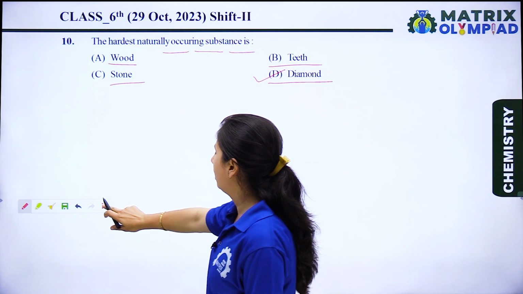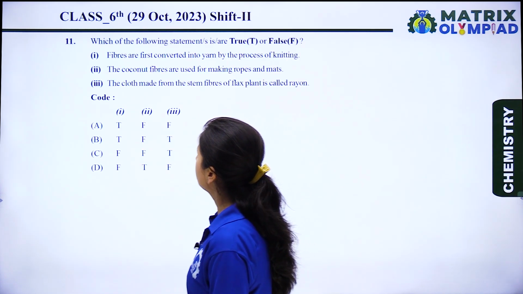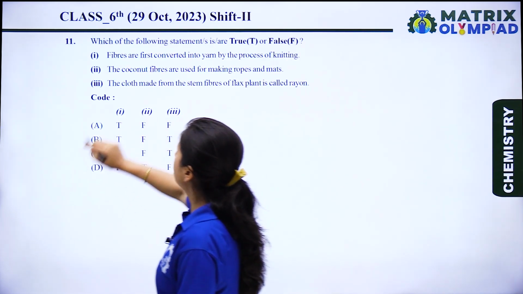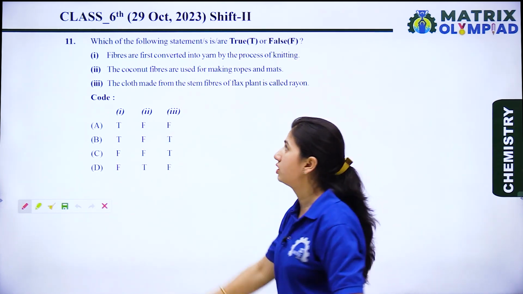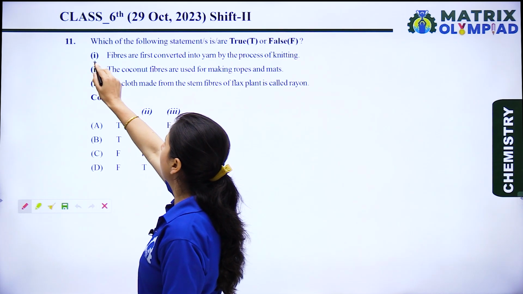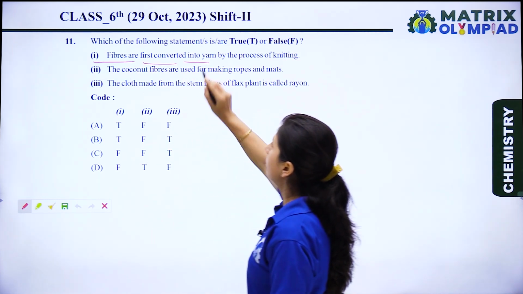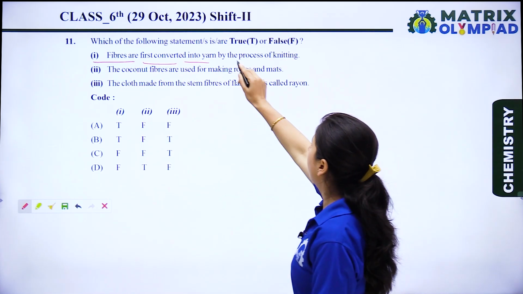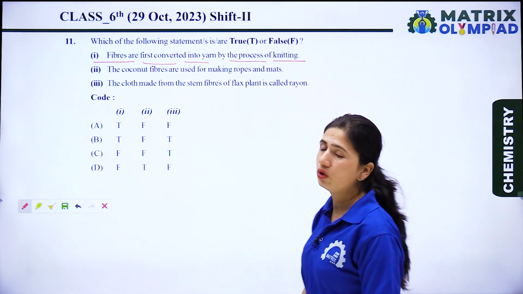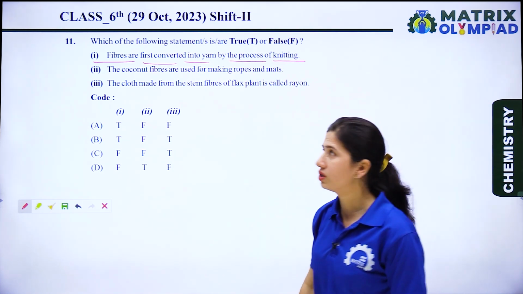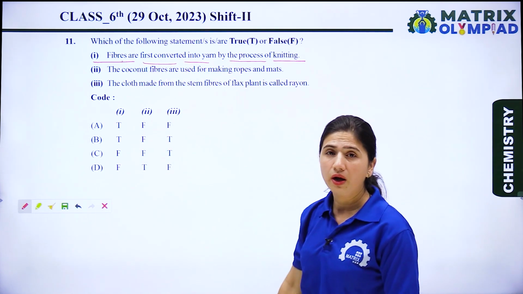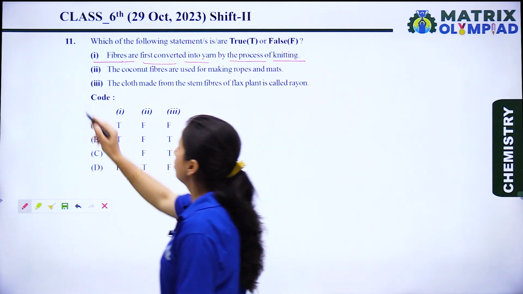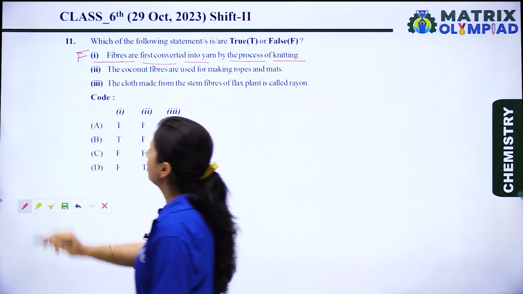Now let's see the next question. The next question is: which of the following statements is or are true or false? Now let's see the first statement. Fibers are first converted into yarn by the process of knitting. No, this is completely a wrong statement. We know that fibers are first converted into yarn by the spinning process. So the first statement is a false statement.